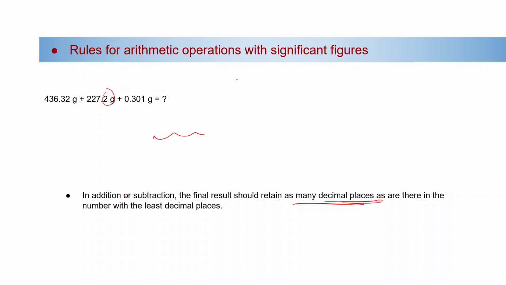Okay, let me just do this. So this is like 436.32, right? And 227.2. There's nothing here. Then 0.301. If I add, it will be 1, this will be 2, this will be 8, 13, 6, 6, this much gram.